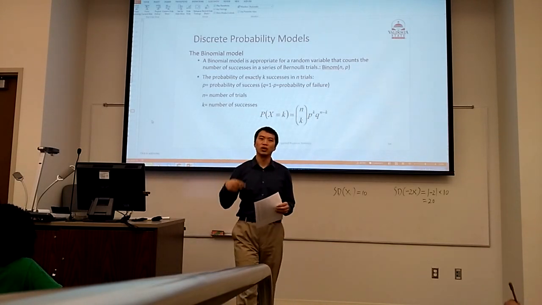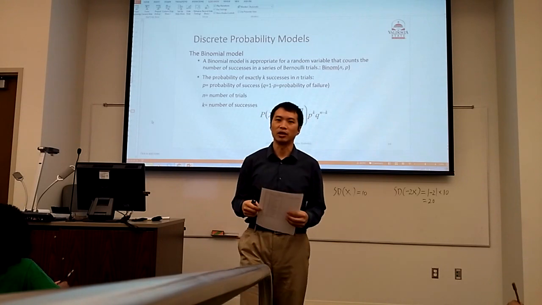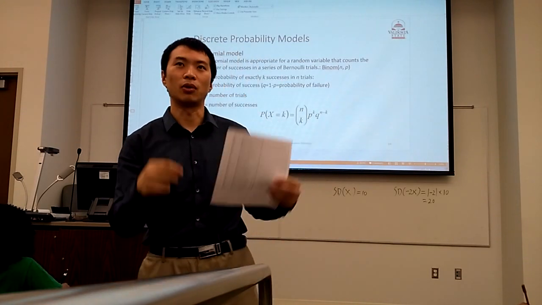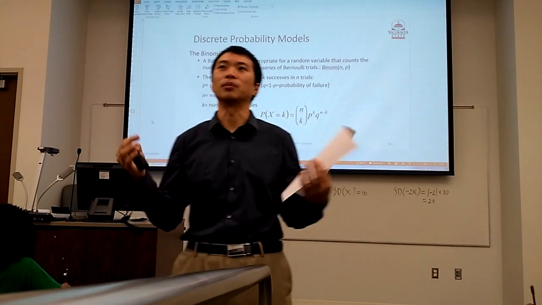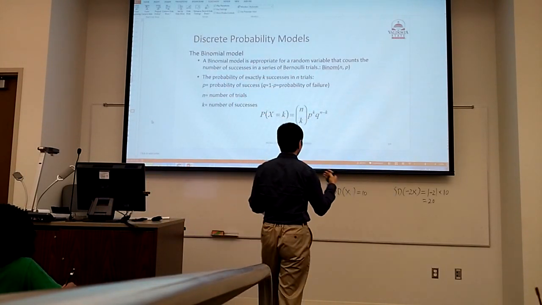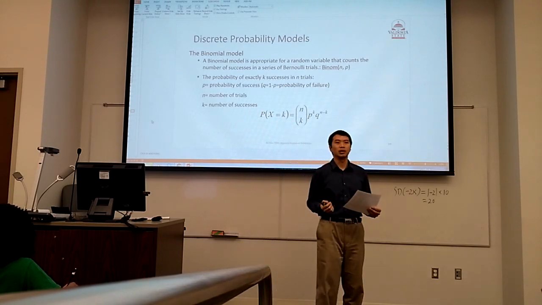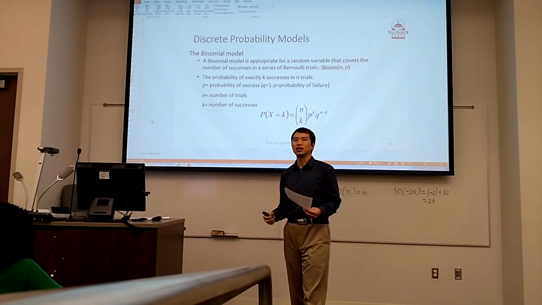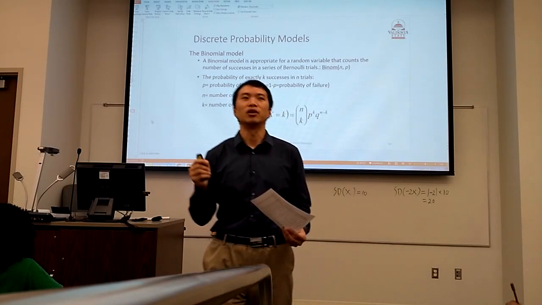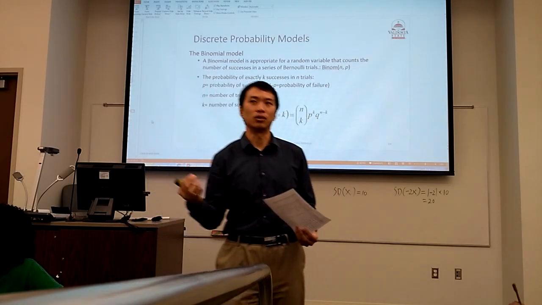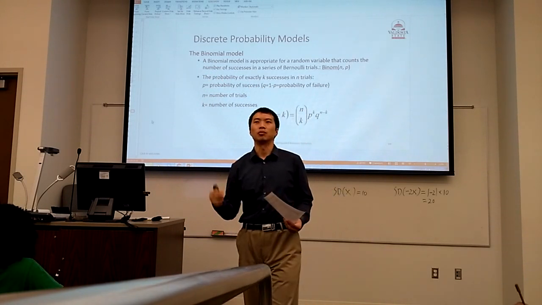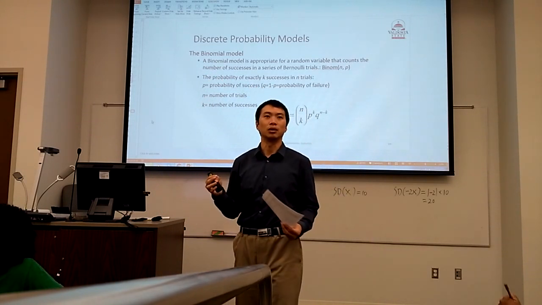Or if we continue with the example we started last week. The salesperson makes presentations and wants to close some deals, and he made 10 attempts. What's the probability that he closes 4 of the presentations or the deals? So that's what the binomial model is talking about.